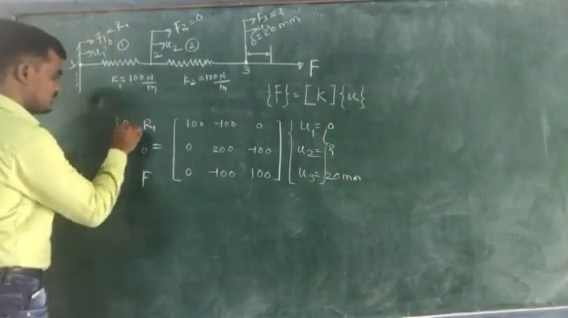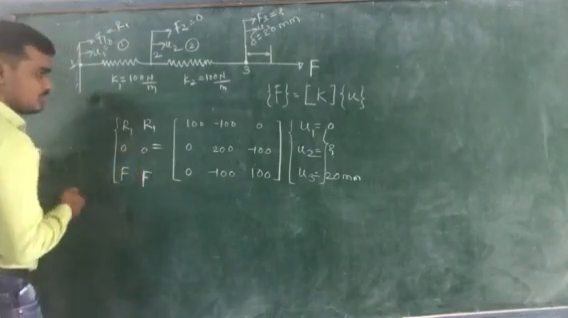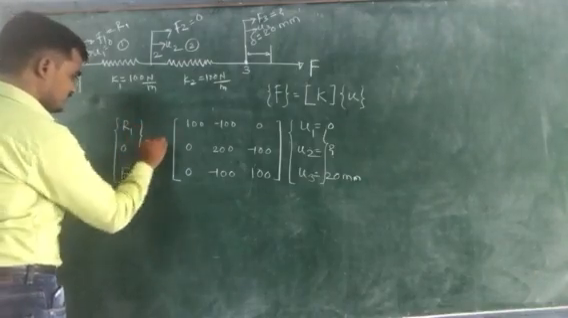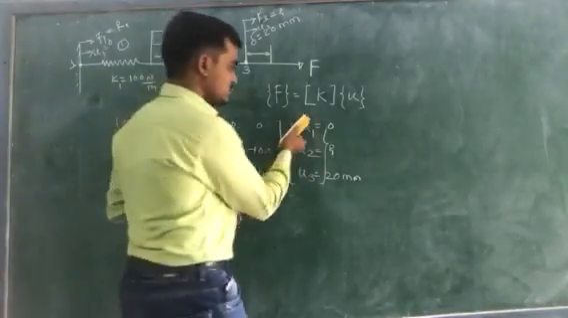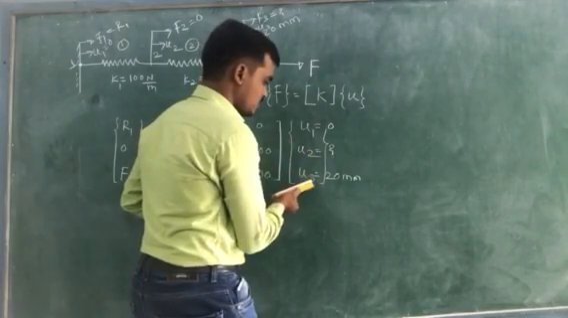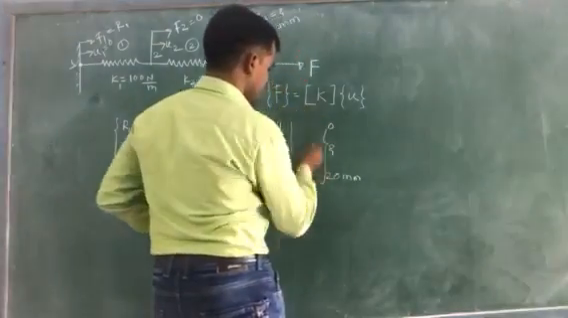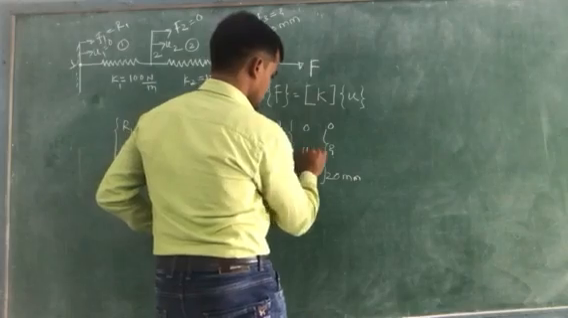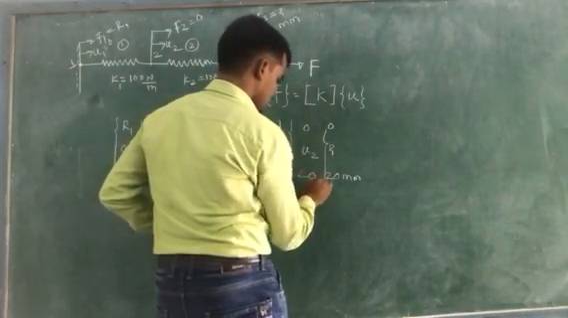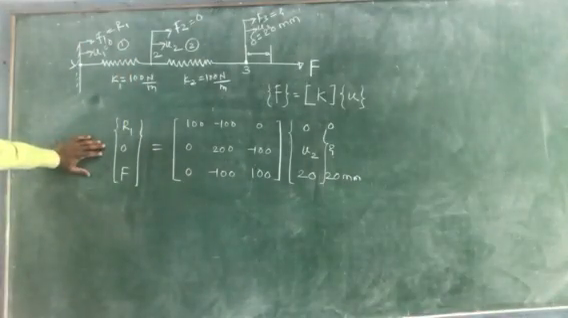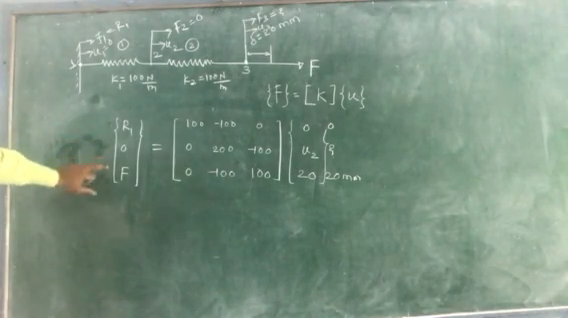R1, 0, F. This is for your force values. The second one is 0, U2 and 20. The displacement vector is 0, U2 and 20. And here the force vector is R1, 0 and F.